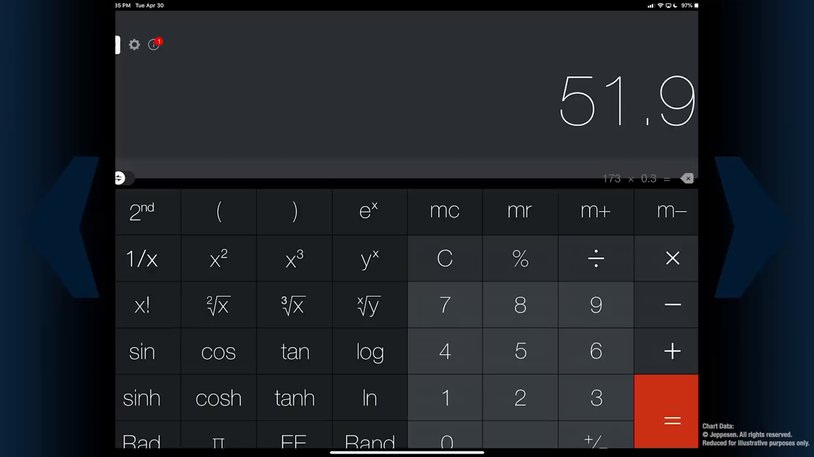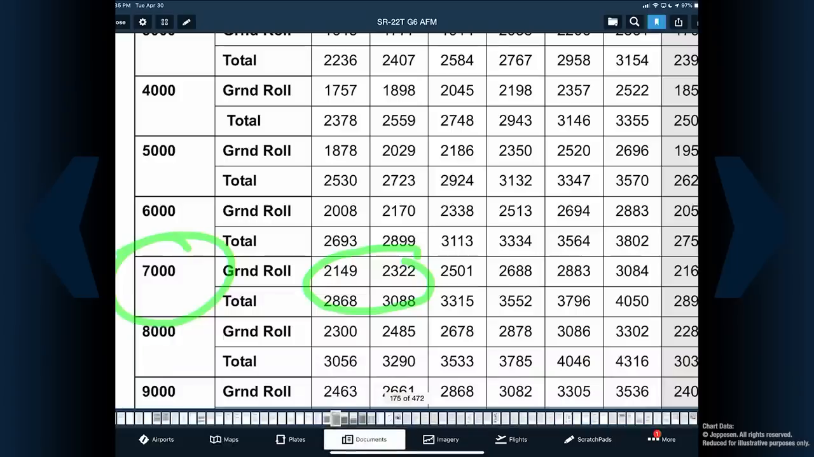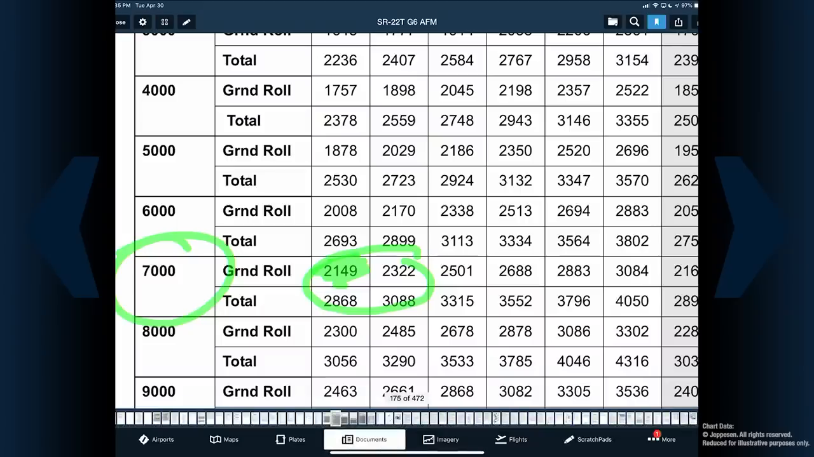or 52 feet. Okay, so if we go back to for flight, you're going to add the 52 feet to 21.49. So essentially, 2201. That is our ground roll. And then we would do the exact same thing for our 50-foot obstacle.